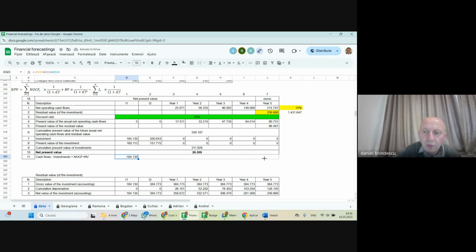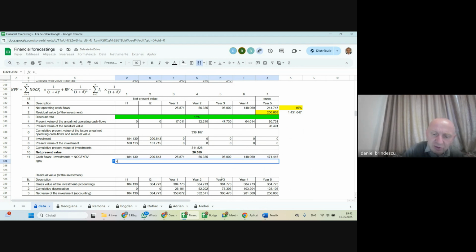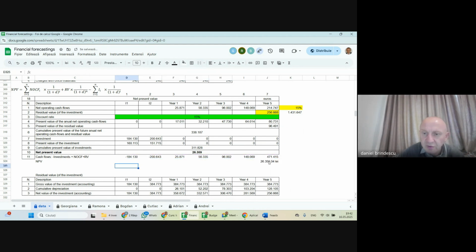So now we have them all on one line, and the NPV, net present value, you can calculate it in Excel or in a Google Sheet with the function NPV, net present value, and the arguments would be the discount rate, the first one, and these future values. So as you can see, we get the same value.